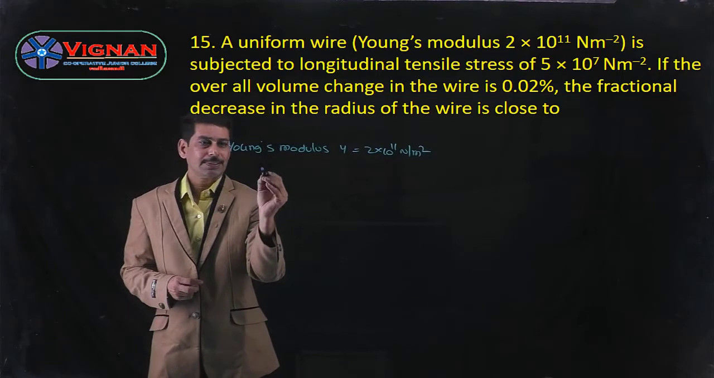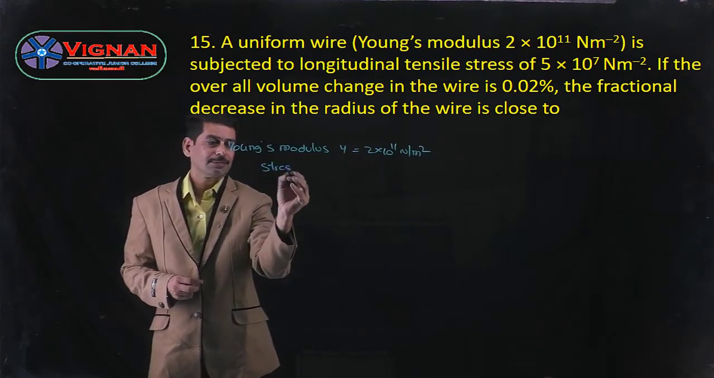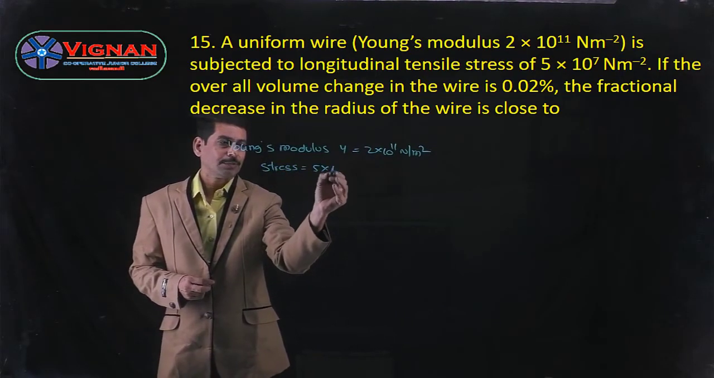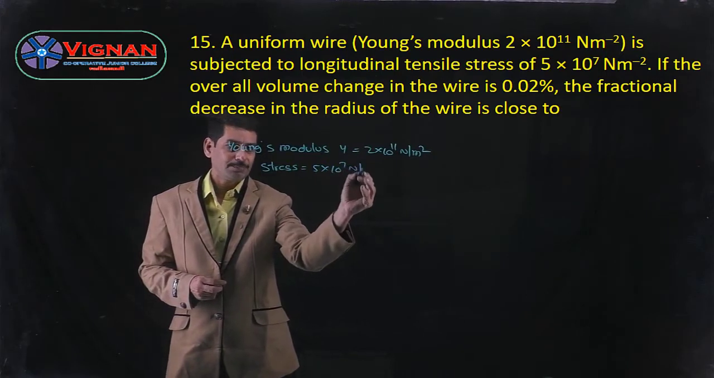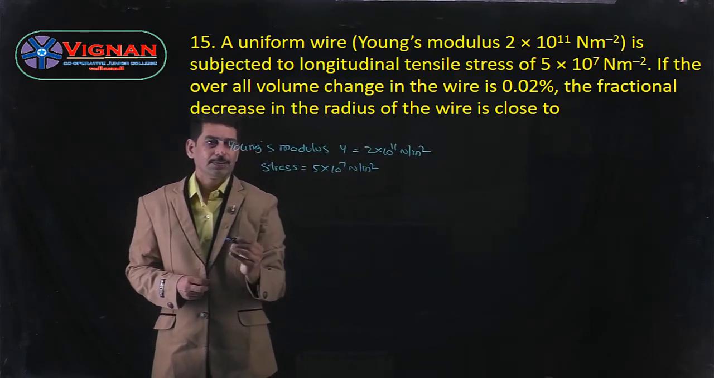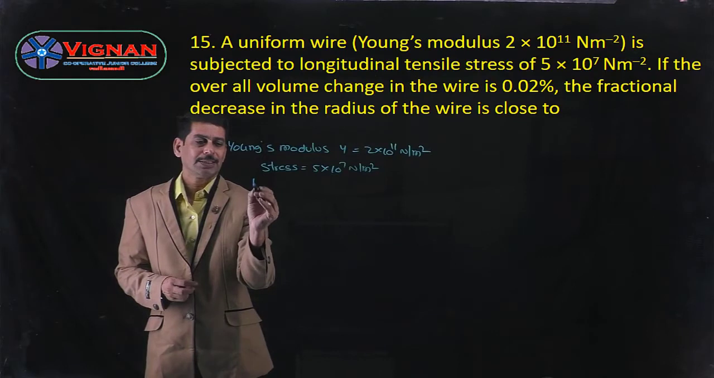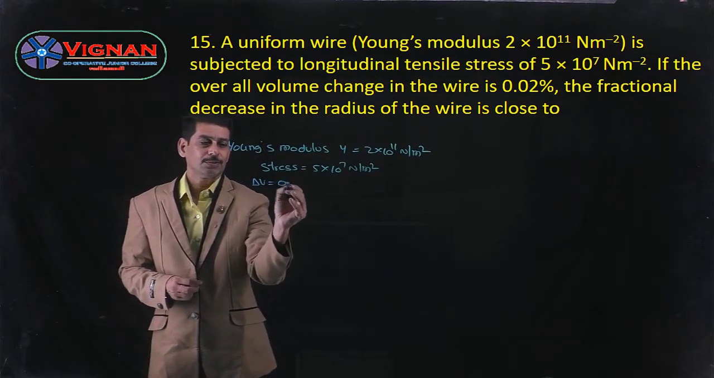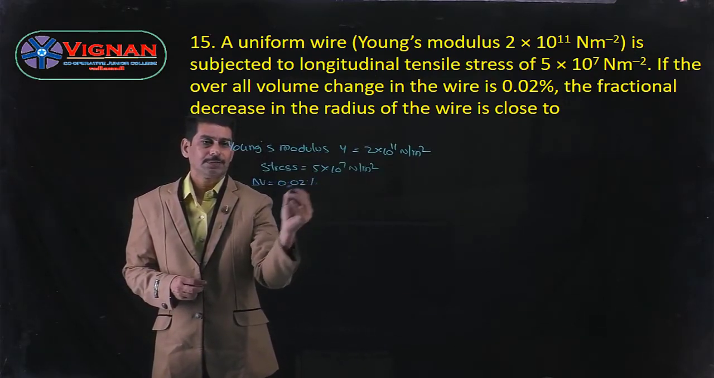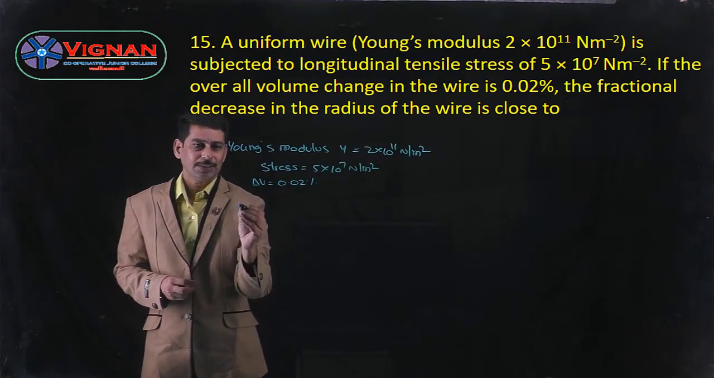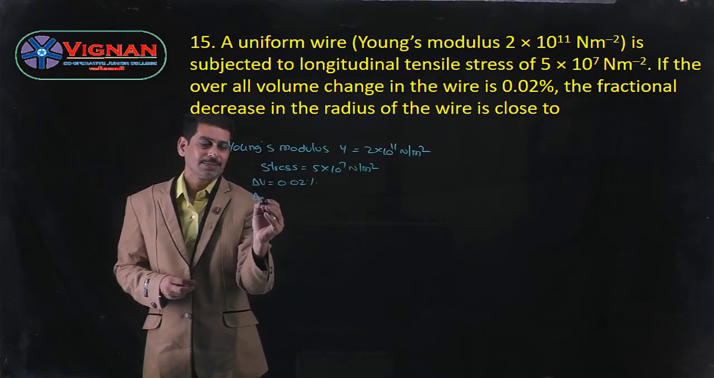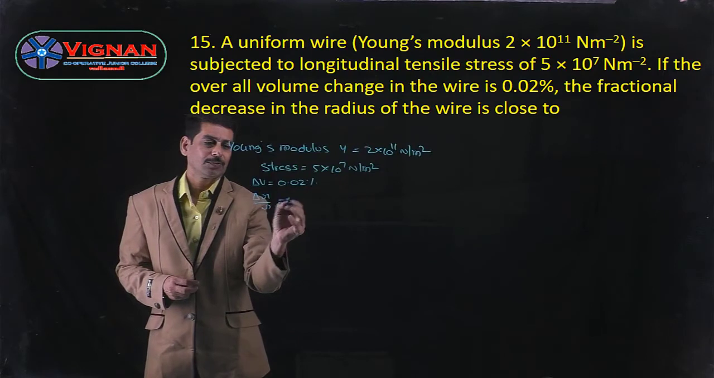Y of the wire is given as 2 into 10 power 11 Newton per meter square, and the stress is given as 5 into 10 power 7 Newton per meter square, and the change in the volume is given as delta V is equal to 0.02%, and we are asked to find the fractional decrease in radius, that is delta R by R, we have to find.